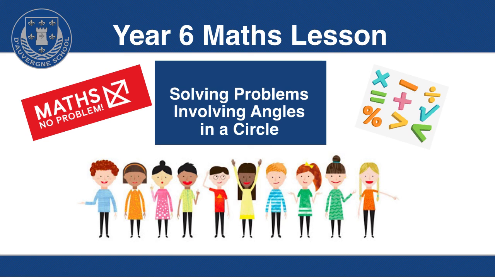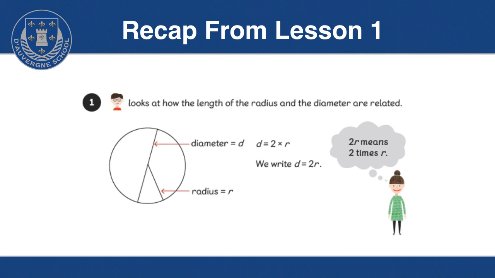Today in our maths lesson we're going to be looking at solving problems involving angles in a circle. Let's have a quick recap from lesson 1. Charles looks at how the length of the radius and the diameter are related. Now these are two really important mathematical terms that hopefully you understand, but we're going to recap.